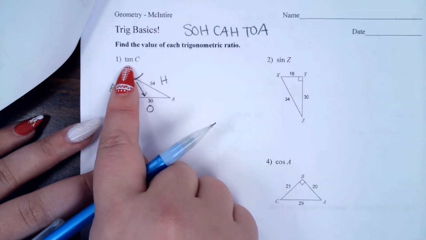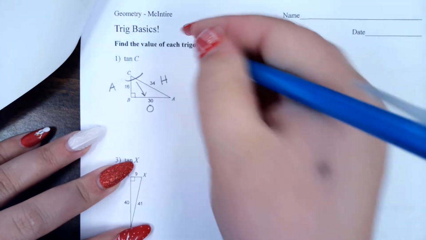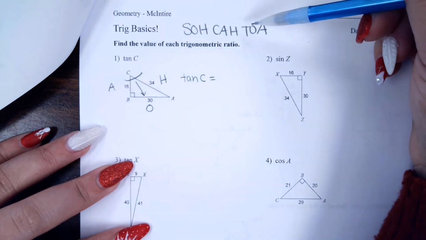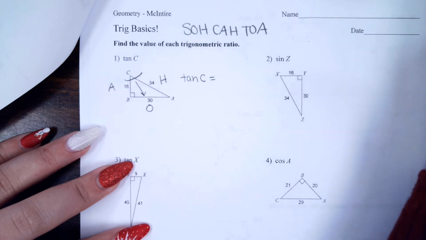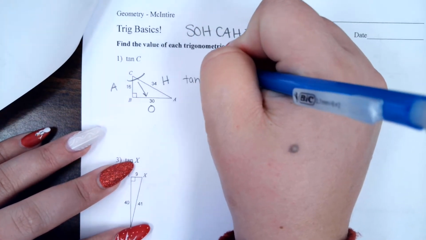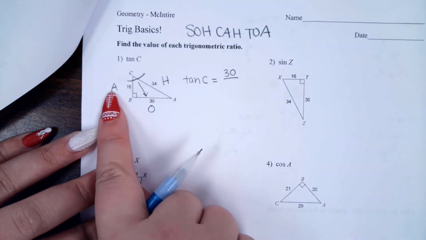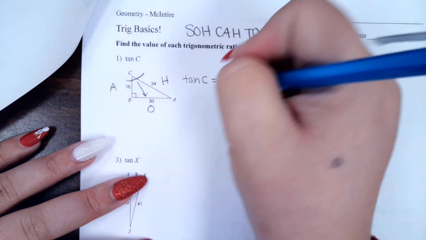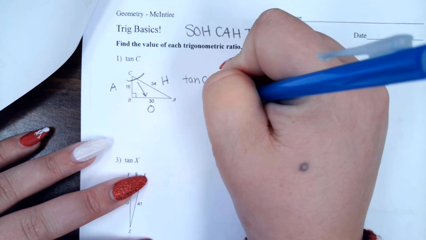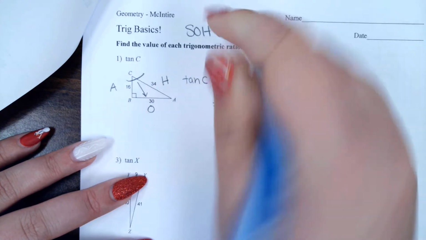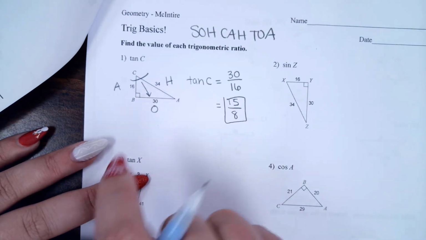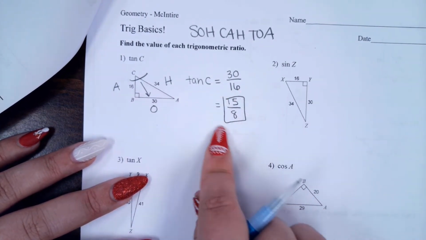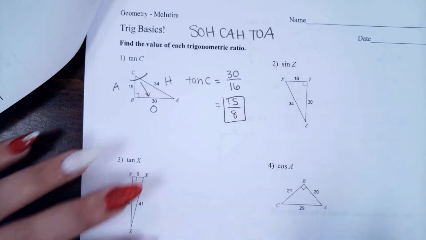Okay, cool. So we need tangent of C. So tangent of C equals, we look at our word up here, opposite over adjacent. So opposite is 30. Adjacent is 16. And then you want to make sure you reduce your fractions. So we can reduce this to 15 over 8. So that means the tangent of C is 15 over 8. On this worksheet, I'm fine if you keep them in fraction form. I would actually prefer that you keep them as a fraction here.